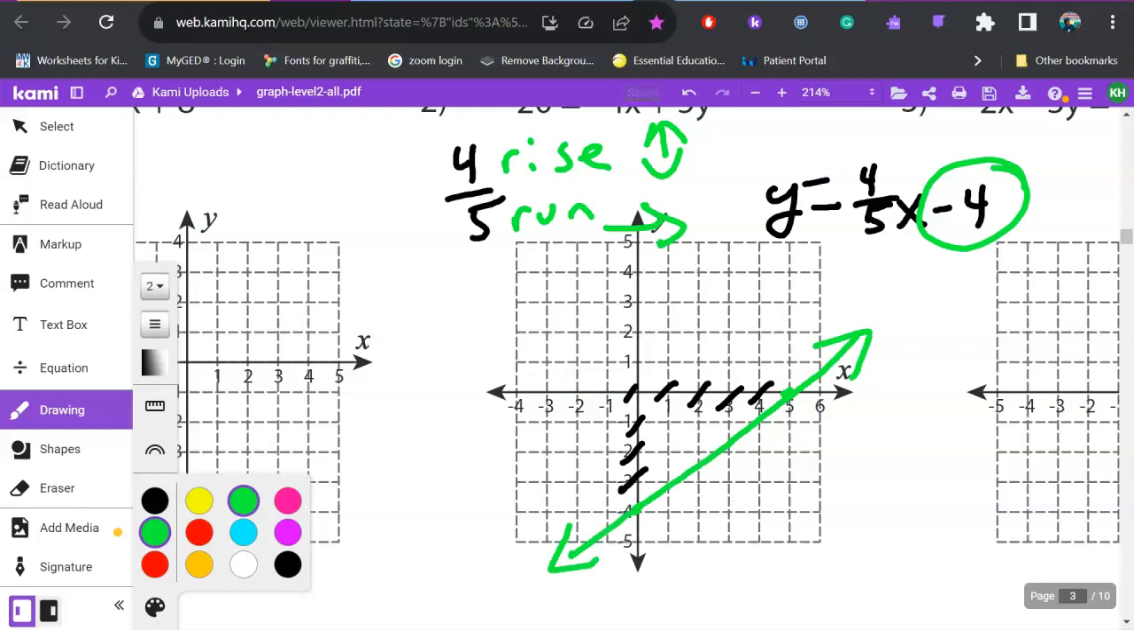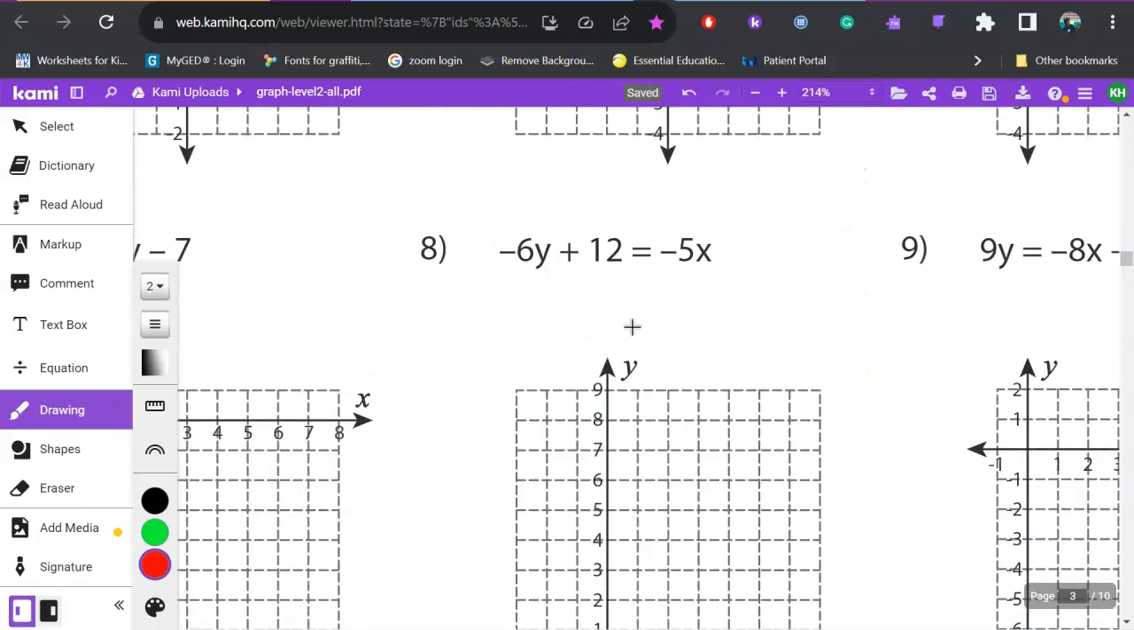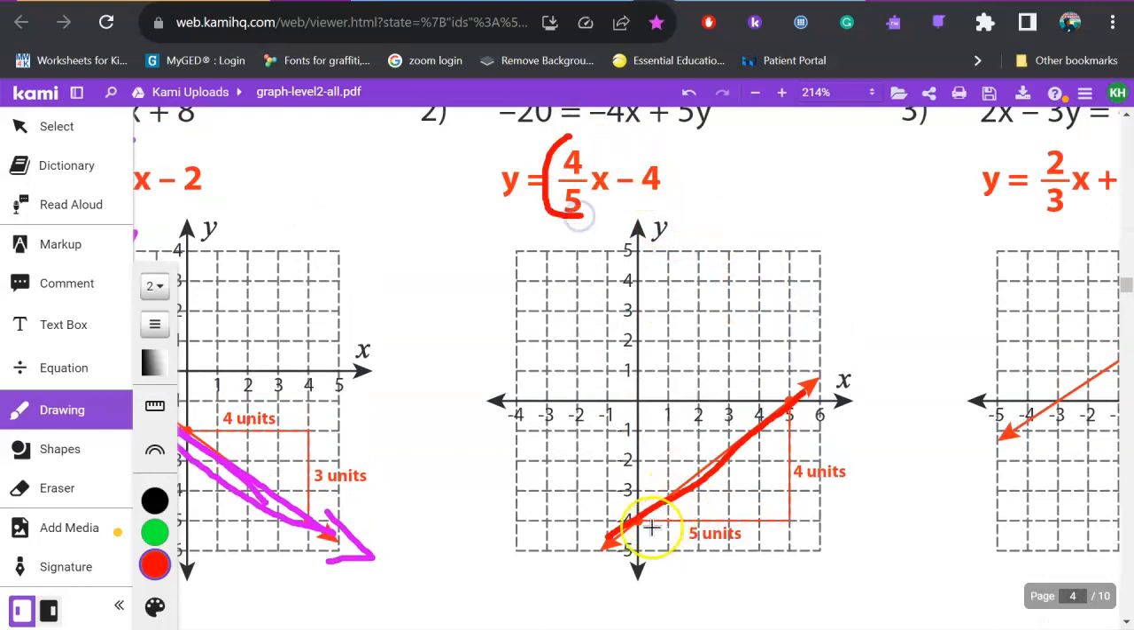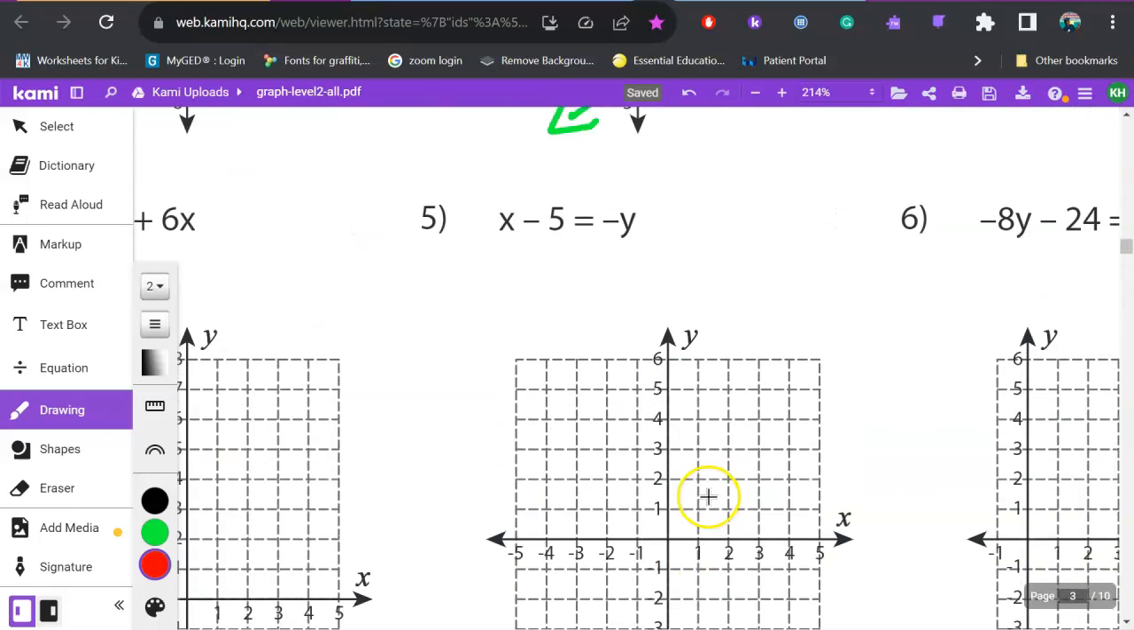Now, this is a positive line, isn't it? And I know in my answer, my slope was positive, and I have a positive line, so I'm pretty sure I'm on the right track. And I can check with my answer, and look at that. I am on the right track. Positive slope, positive line. Let's do number 3.